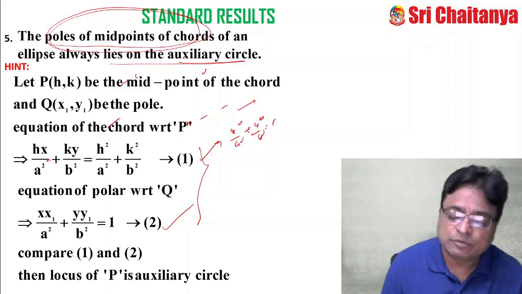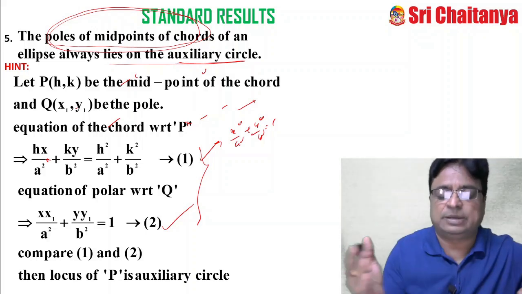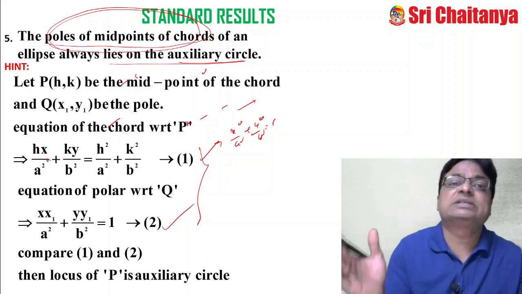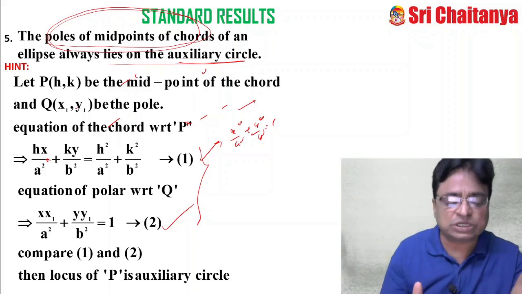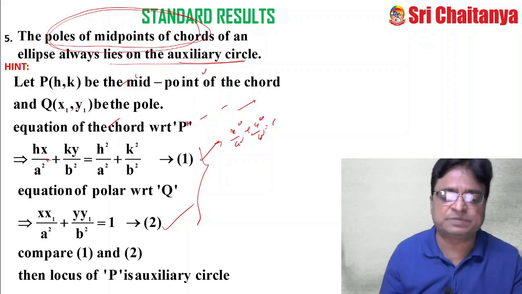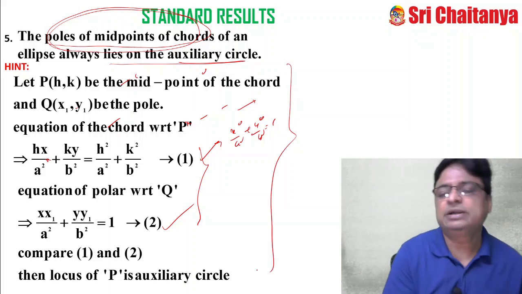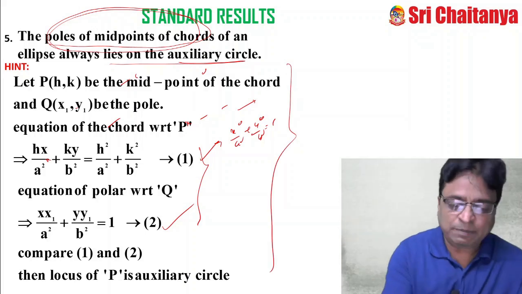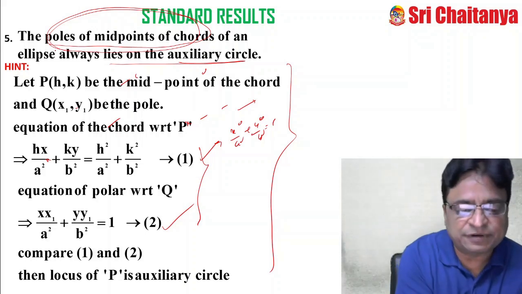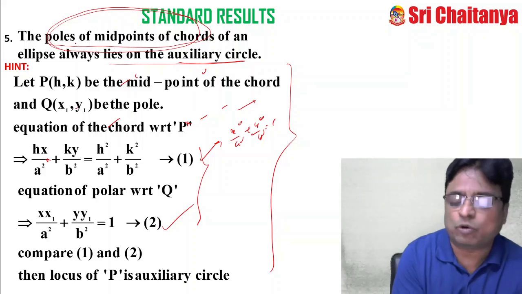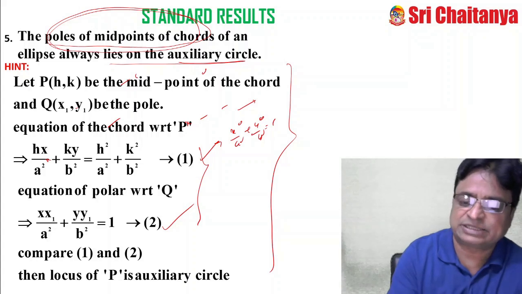So far, we know the definition of the auxiliary circle is the circle which has the major axis as a diameter. True, but here the locus of poles of the midpoints of the chords of the ellipse is nothing but the auxiliary circle. This is also another important definition. With the help of the problem, we may imagine the question like this. Instead of using the term poles or something, I can use the same statement like this.